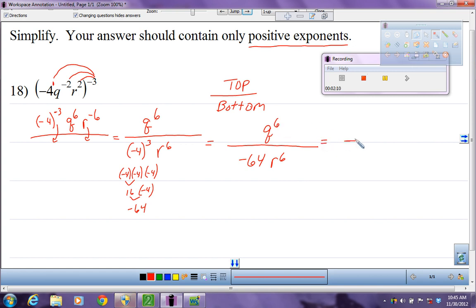And usually you would just bring the negative to the middle. Usually they don't want the bottom part to be negative. And that's your answer.